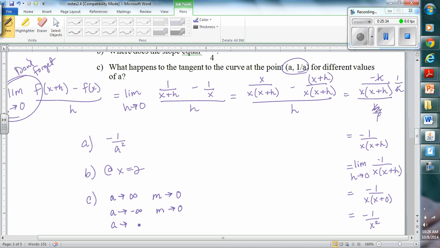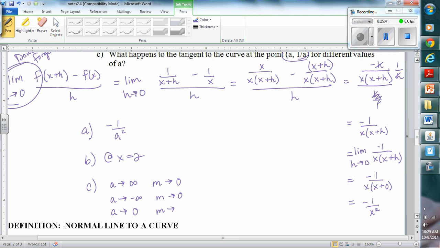What about as a approaches 0? Then our slope would be approaching, well, shoot, from the right side, what would it be approaching? If a was positive, we've got this right here, negative 1 over a squared. Something positive squared is still positive, right? So then we'd have negative over positive, which would be approaching negative infinity. And actually, because we're squaring it, from the left would be a negative squared, a positive, so we get negative infinity too. It approaches negative infinity from both sides, and approaches 0 at infinity. They didn't ask for that.